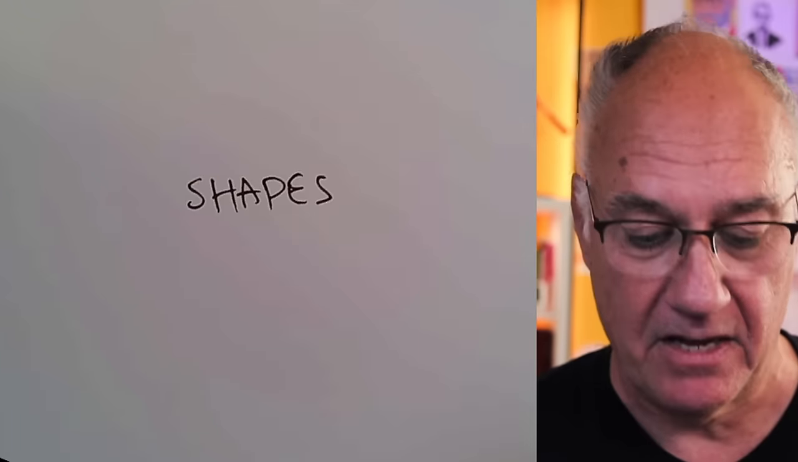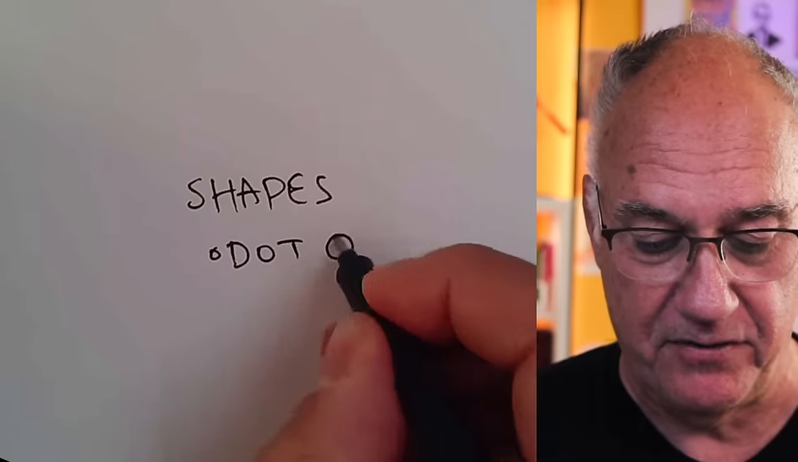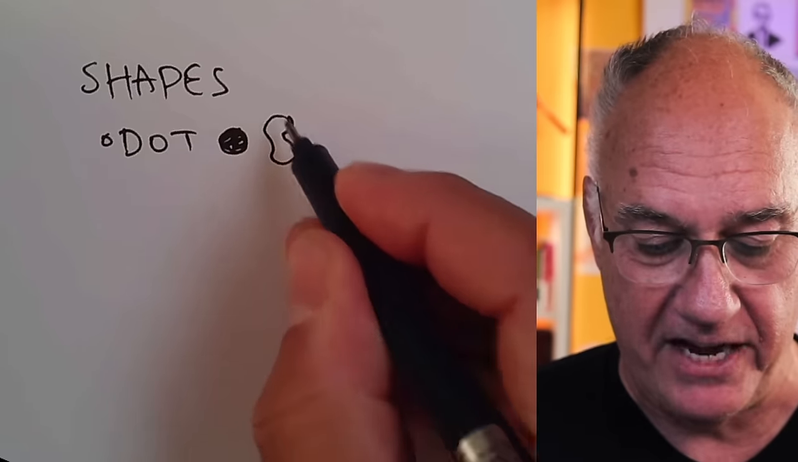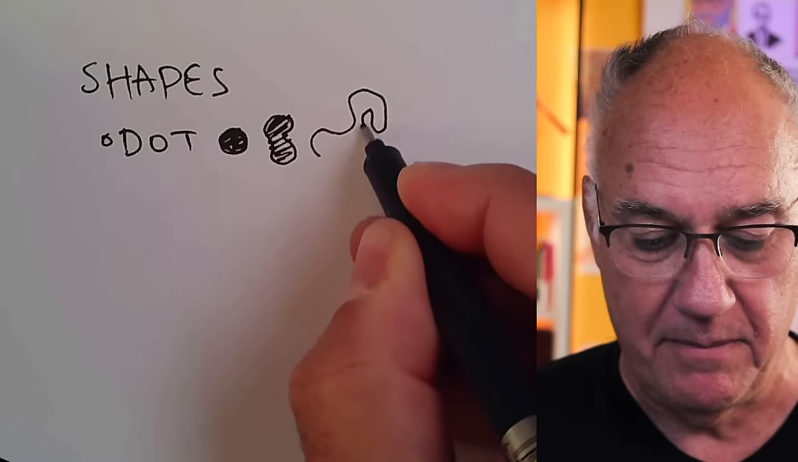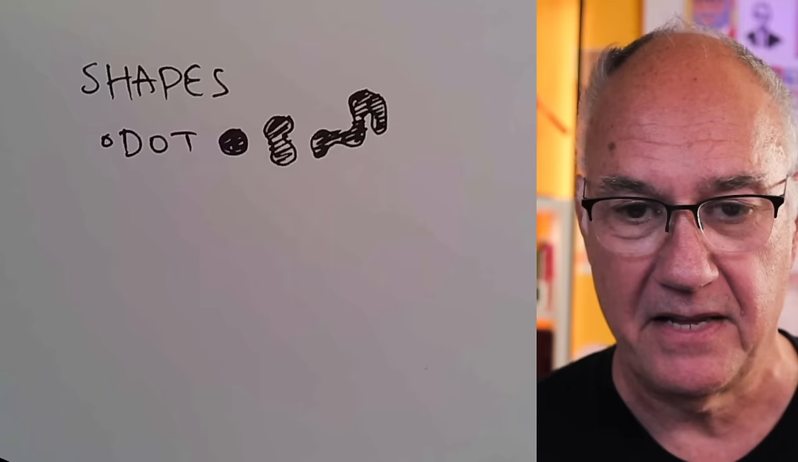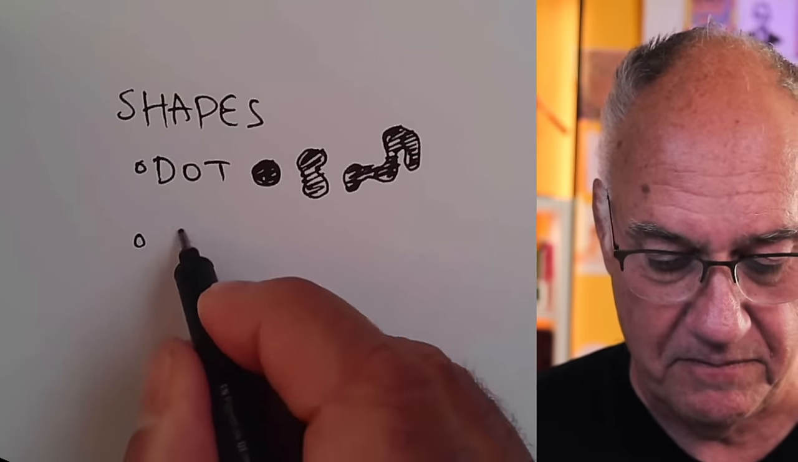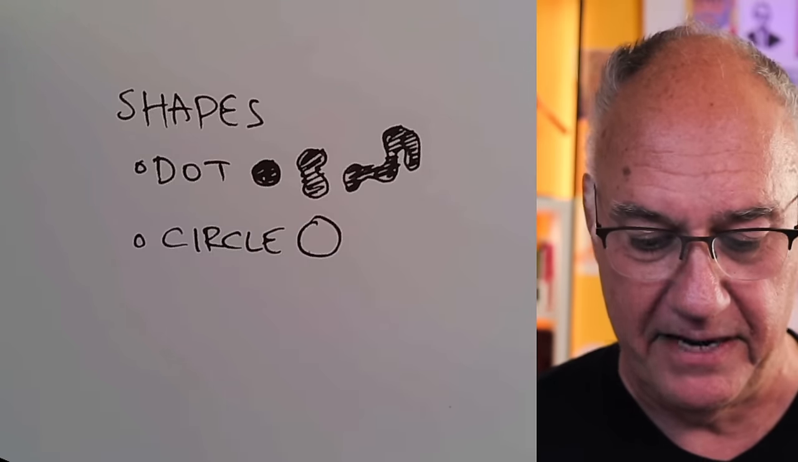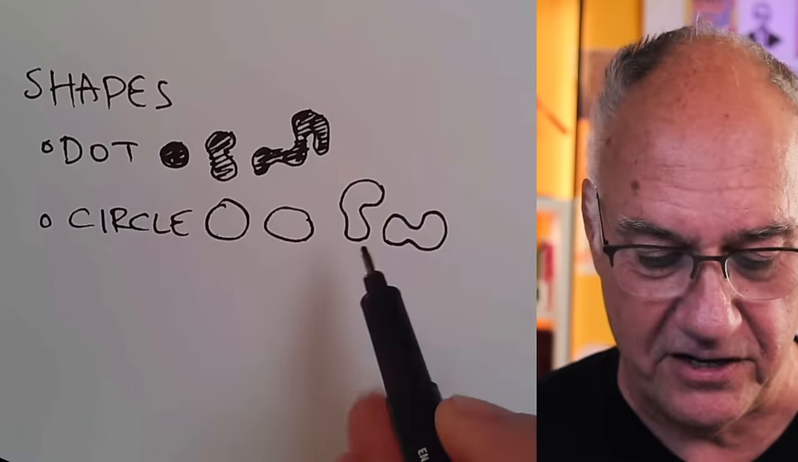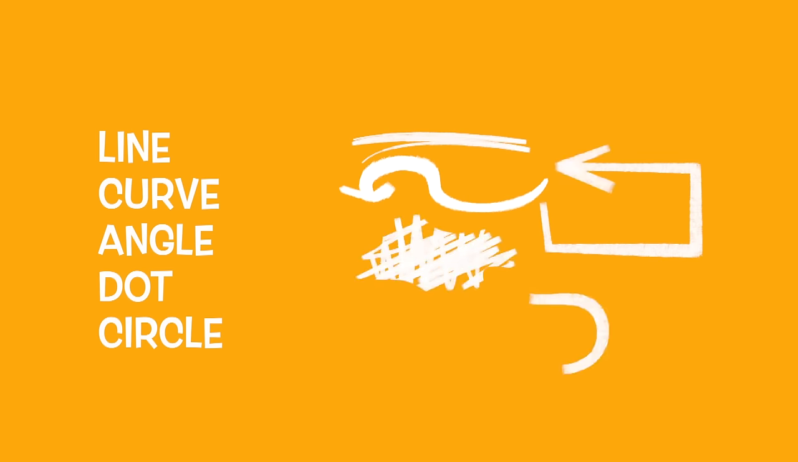So shapes might be a dot. A dot could be like that, but it's filled in. A dot is a circle, but it's filled in. Or it might be a more organic shape, like that. Or it might be a really super complex shape. But we call it a dot because it's filled in. And then the other type of shape is what we call a circle, which could be a circle like that, but it could be an oval, or an amoeba shape, or a kidney shape. But the difference is a dot is filled in and a circle is not. Okay, so that's it. 5 different elements: straight lines, curves, angles, dots, and circles. Arrange them in different ways and they'll make a picture of anything you want.